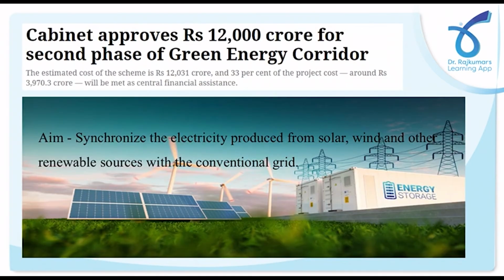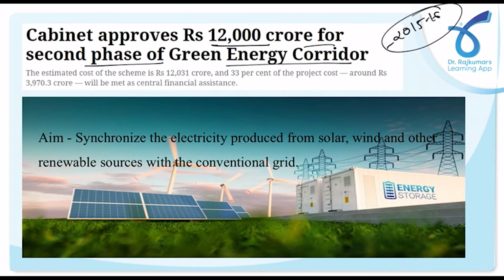So what is the context about green energy? Recently the cabinet has approved rupees 12,000 crore for the second phase of the green energy corridor. This is the second phase of the green corridor which was previously launched by the government. That green corridor project was launched in 2015-16. So this is the second phase of that same project.